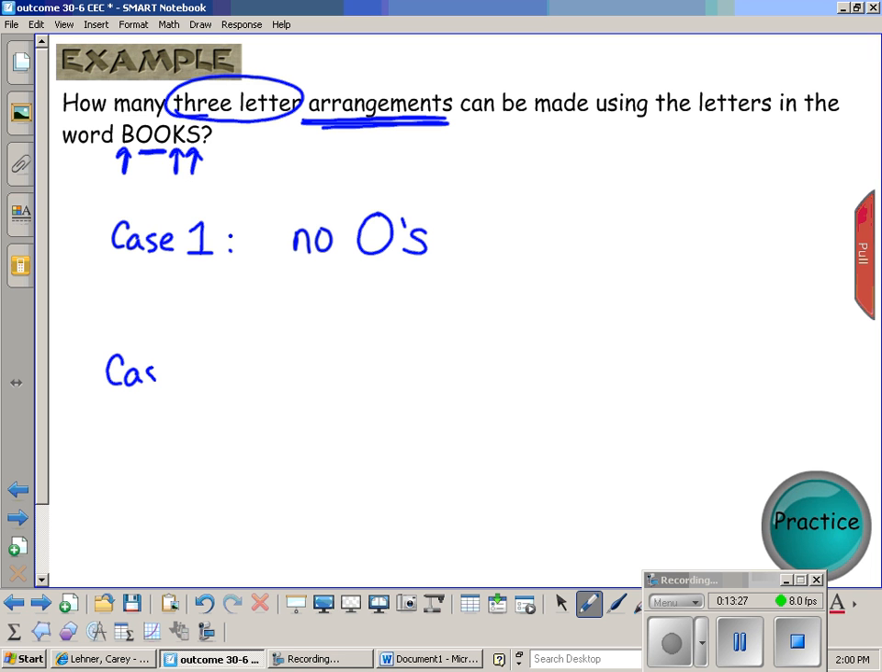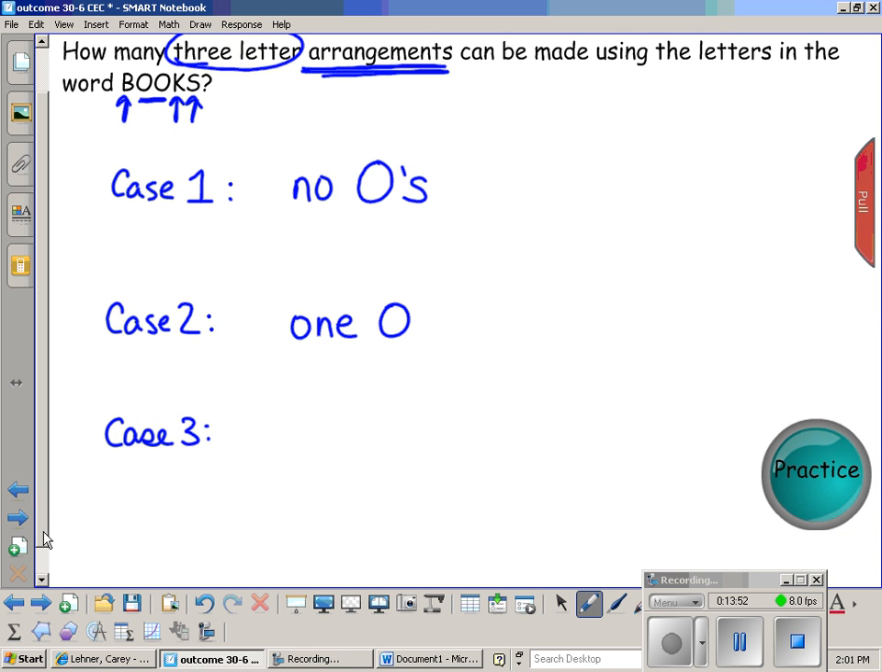What's some other cases we could have? Could we have an arrangement of 3 letters where there is only 1 O? And the answer would be yes. You would have 1 O and 2 of the other 3 letters. So we could have a possibility where we have just 1 O. Are there any other possibilities? Hopefully you're saying yes. Could we have a 3-letter arrangement that has 2 O's in it? Yes, we could. There could be 2 O's and 1 of the other letters. So now here are all of our possibilities.